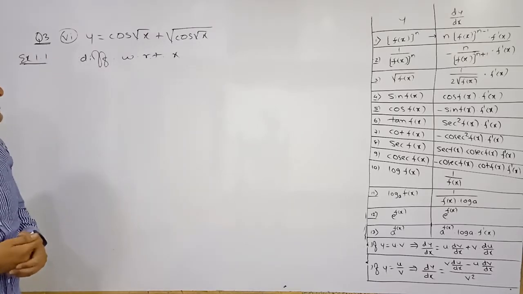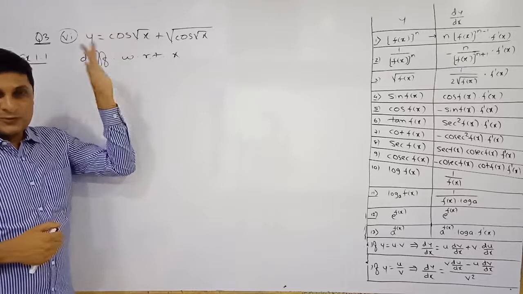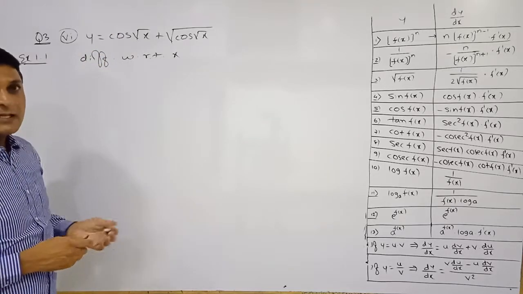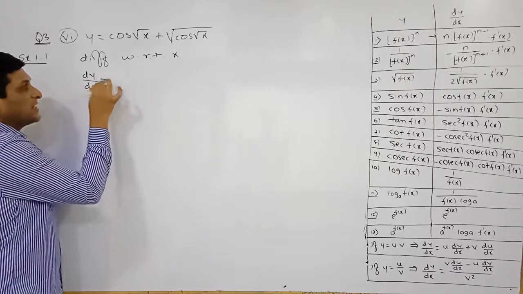In this question number 6, observe the given function. Here two terms are connected by what? Plus. So we have to solve the example applying the addition rule. So differentiate it with respect to x. So dy upon dx is equal to.